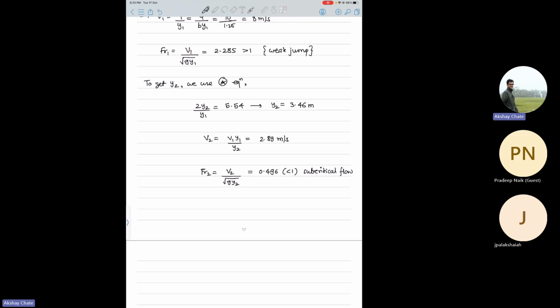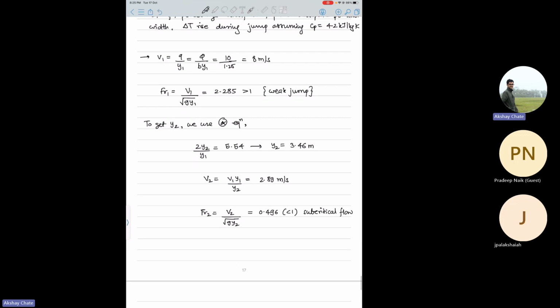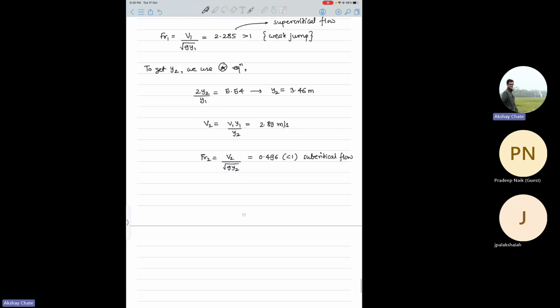And it has to happen. If a hydraulic jump is there, the flow will go from supercritical to subcritical. Here the Froude number was greater than 1, so it was supercritical. In some problem, if you see it is not changing from greater than 1 to less than 1, there is something wrong in that problem, assuming that they are asking you for a hydraulic jump.